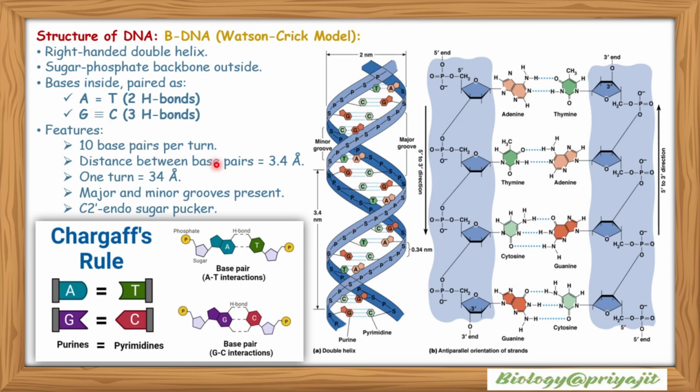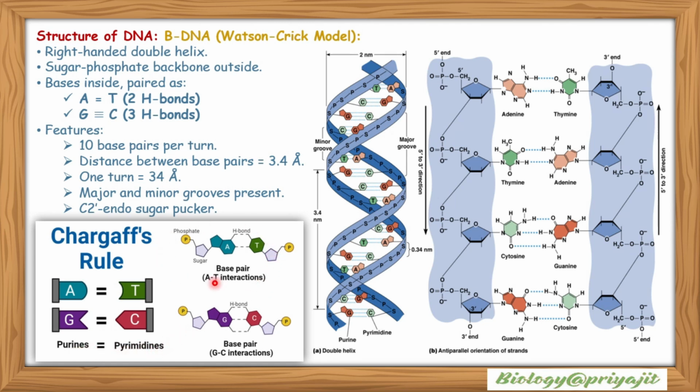So features include 10 base pairs per turn, and the distance between base pairs is 3.4 angstrom, and one turn is 34 angstrom. There are major and minor grooves present. C2 endo sugar puckering is found. According to Chargaff's rule, adenine will be bonded with T and G will be bonded with C. So there are equal numbers of purines and pyrimidines.